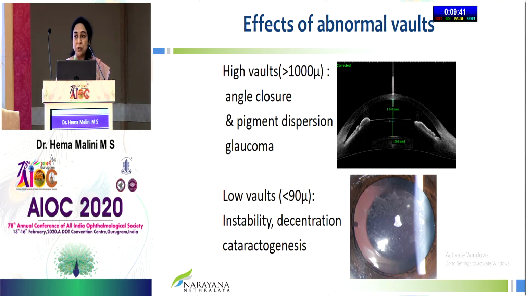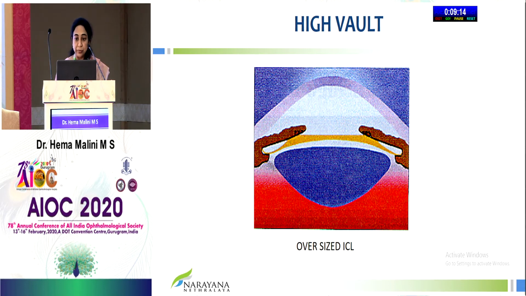So what are the effects of these abnormal vaults? Like I said before, high vaults, which are anything above 1000 microns, would lead to angle closure, pigment dispersion, glaucomas. And vaults which are less than 90 microns can give rise to instability of the lens per se, and if it's a toric lens, it can cause decentration, and astigmatism can further worsen, or it can lead to cataractogenesis.